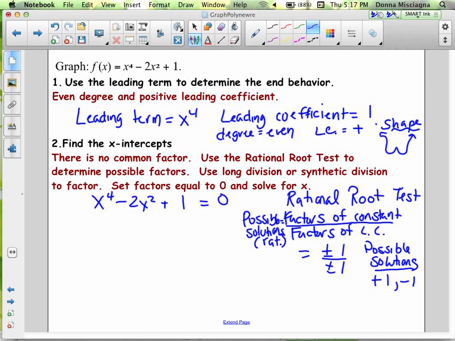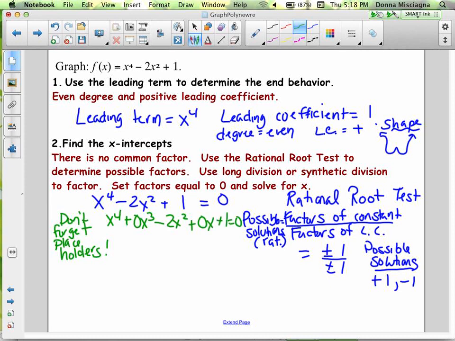Just pick either one. I'll take the 1. So I am going to use synthetic division here. Remember that for long or synthetic division, I'm going to write it over here. Don't forget your placeholders. We have missing terms. Otherwise, you're going to get wrong answers. So we have x to the fourth plus 0x cubed, and then we have an x squared, we don't have an x, and we have a 1. That's what we need to use with synthetic division. We have to represent that missing cube and the missing x.